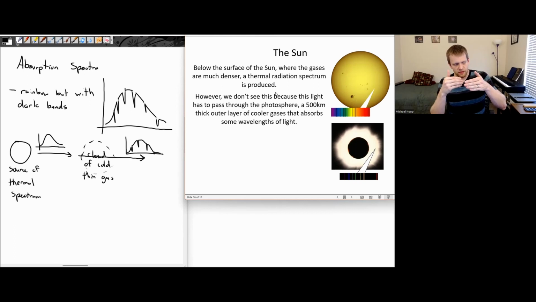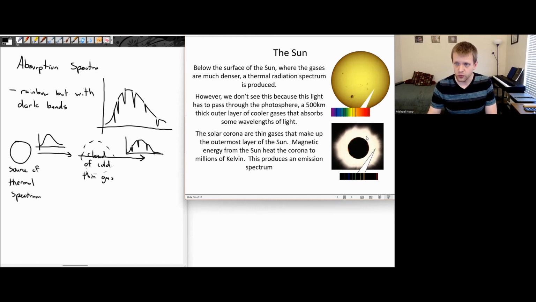But in those underlying layers of the photosphere, deeper into the photosphere, that light has to make its way out through the colder layers of the photosphere, which is approximately a 500-kilometer thick layer of cooler gases that absorb certain wavelengths of light. So we get that effect of, oh, the interior of the sun is this hot, dense gas. It's producing this thermal spectrum, but that light has to make its way out of the sun. And it's got to pass through those cooler layers of the photosphere before it does that. So it's going to make an absorption spectrum.